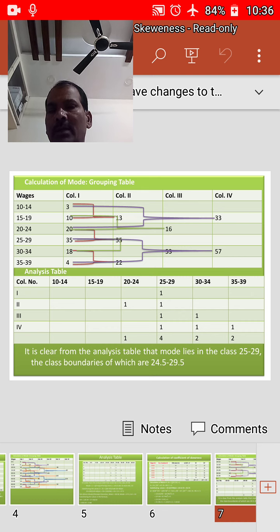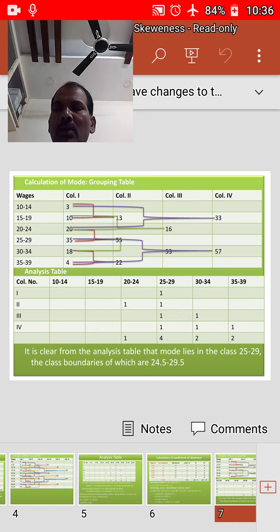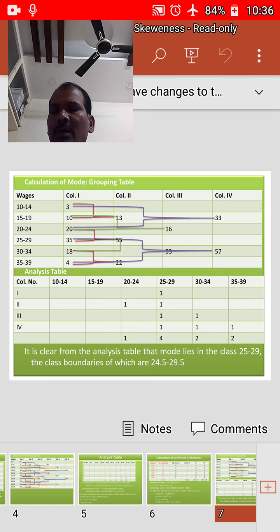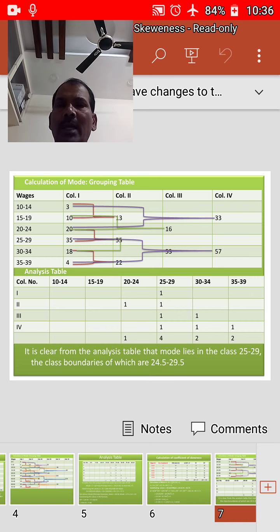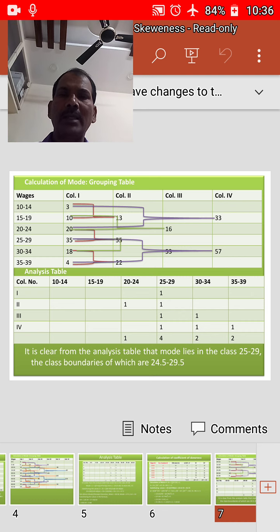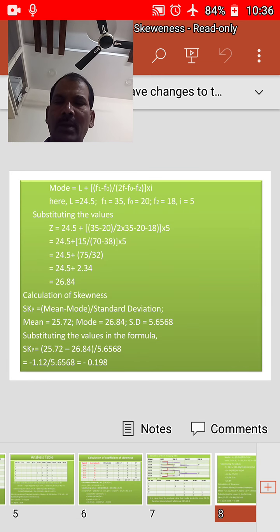Now the mode formula is L plus (f1 minus f0) by (2 f1 minus f0 minus f2) into i. We know that L is equal to 24.5, f1 is equal to 35, f0 is equal to 20, f2 is equal to 18, and i is equal to 5. Substituting the values in the formula, mode is equal to 24.5 plus (35 minus 20) by (2 into 35 minus 20 minus 18) into 5.